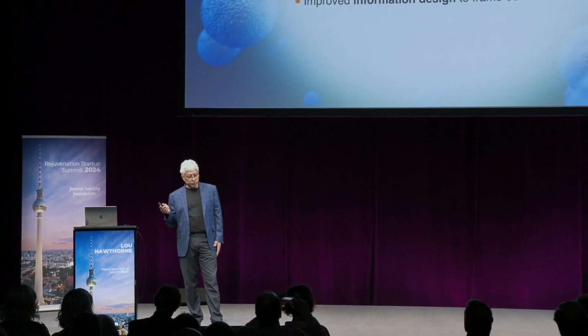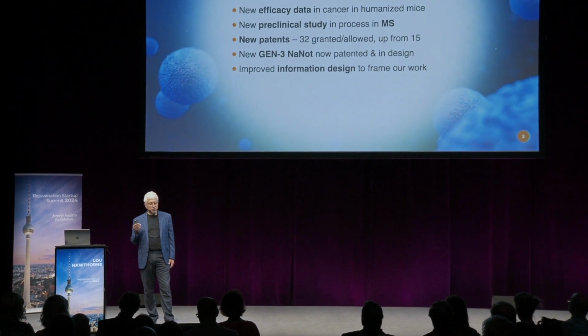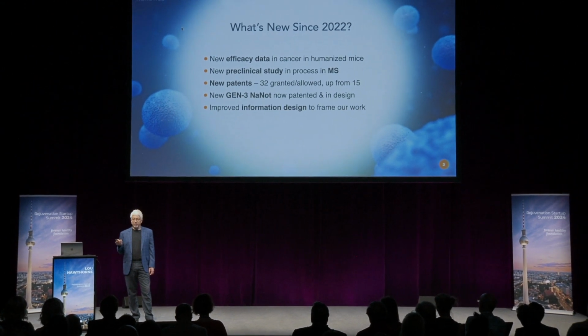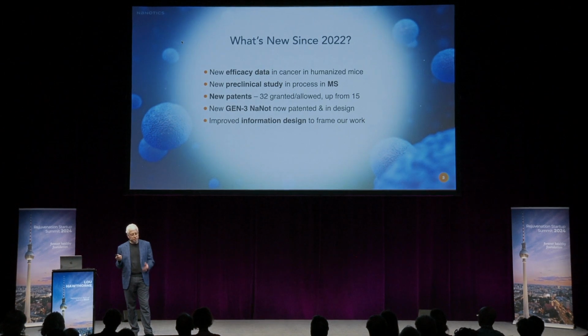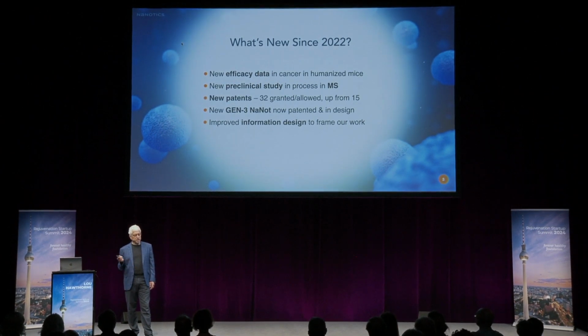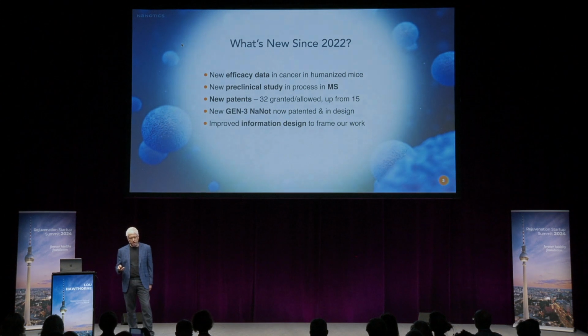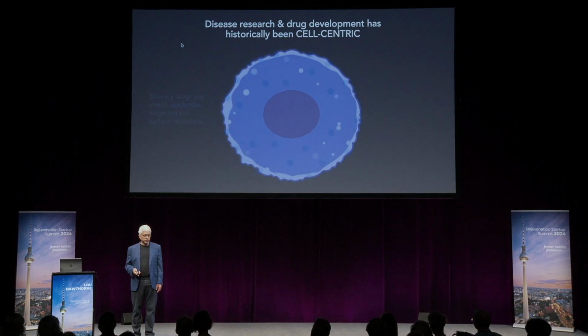So what's new since 2022? Well, we have new efficacy data in cancer in humanized mice treated with NaNots. We have a new preclinical study in process in MS. We have new patents. We now have 32 granted or allowed patents, up from 15 in 2022. We also have a new Gen 3 NaNot that's now patented and in design. And we have been working on our information design just because the tech is complicated, so we're trying to make it easier to understand.